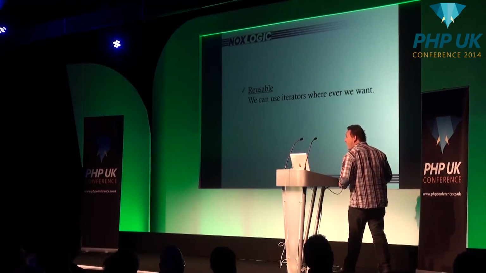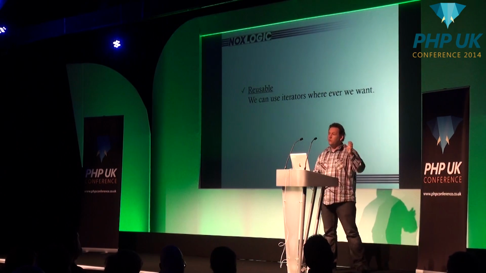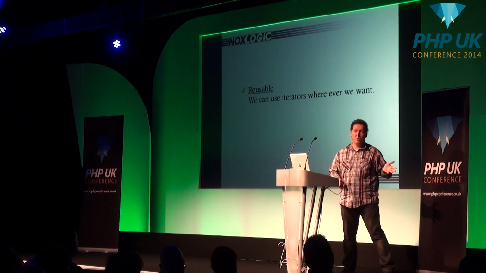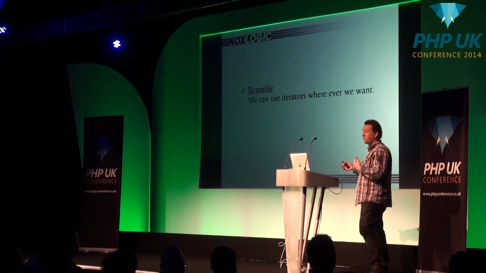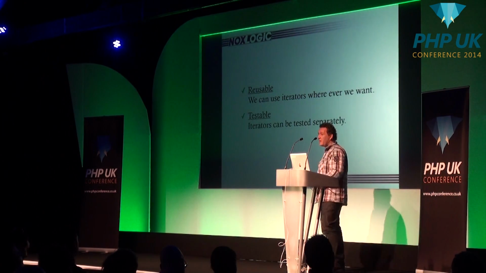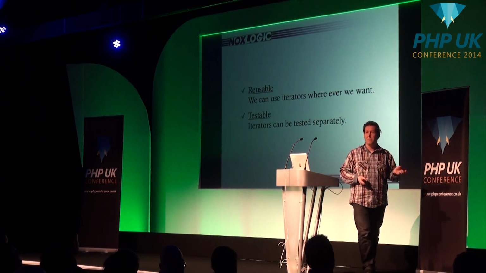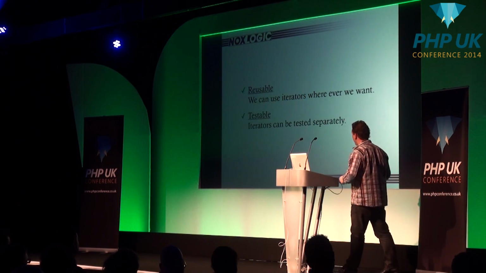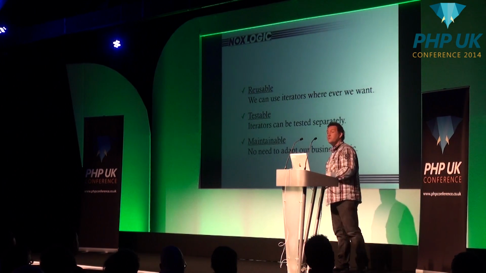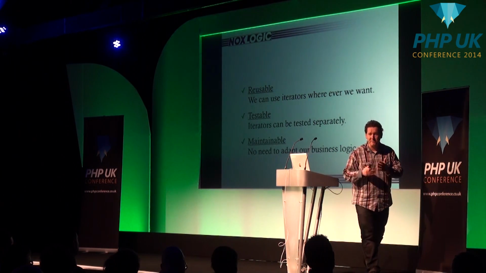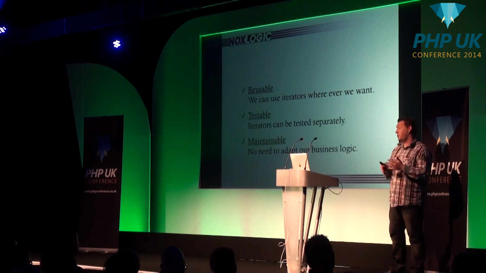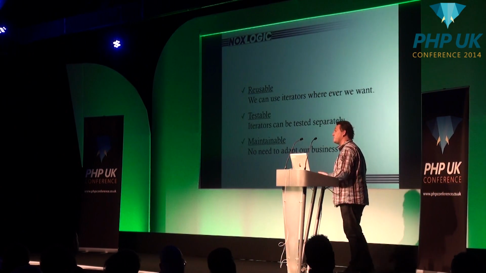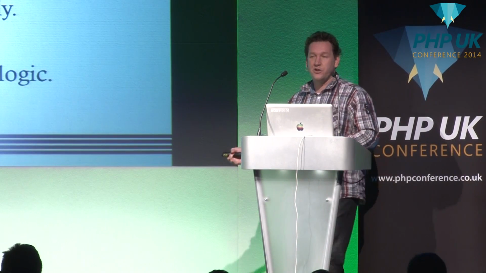Because now everything is reusable, because we can use those iterators anywhere we want, in every different order, in every different form. It's testable because now we can test every single iterator by itself. We don't care what comes next or what's before that. We can test it easily. And it's more maintainable because we don't need to adapt and change the business logic. We just need to change whatever is being fed inside that business logic. So this is pretty much the case for iterators. Why should you use iterators?